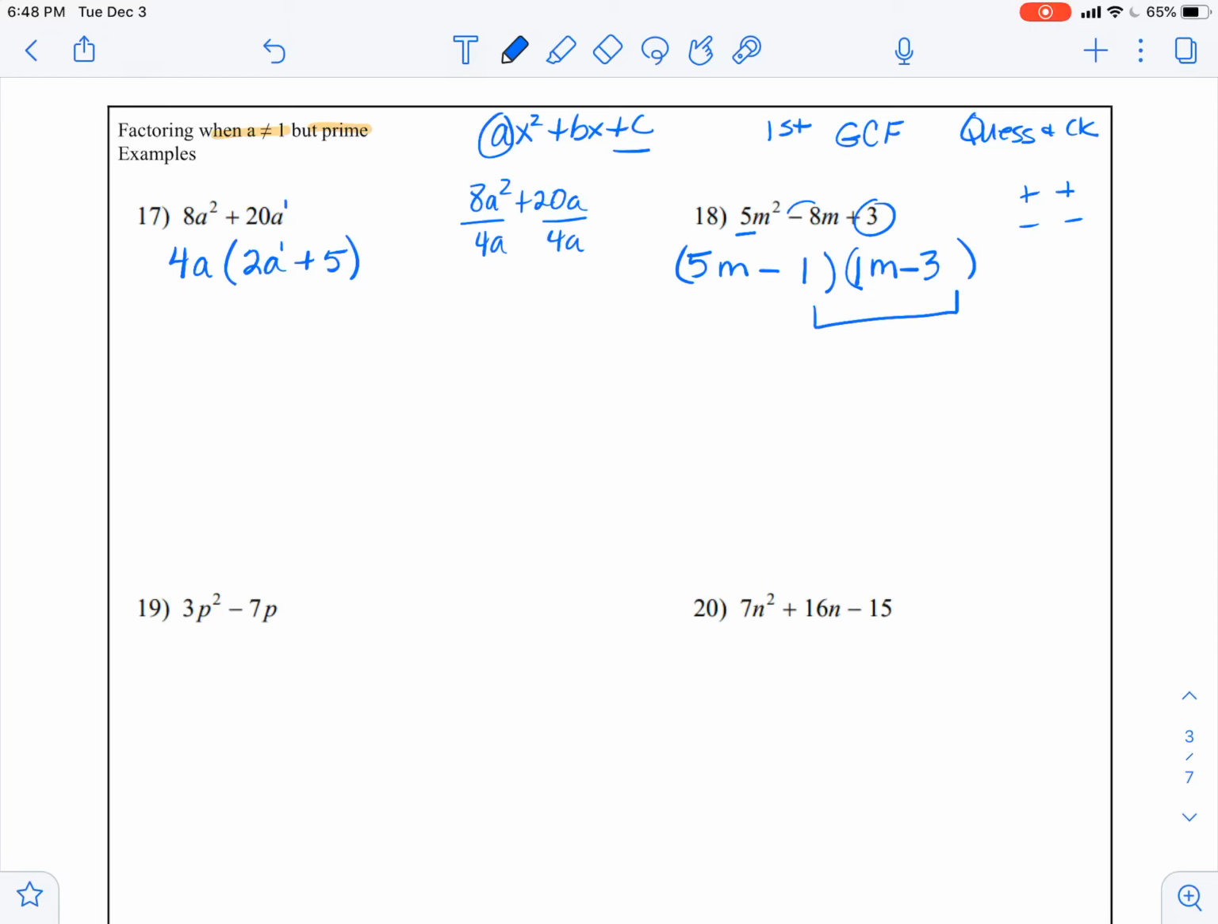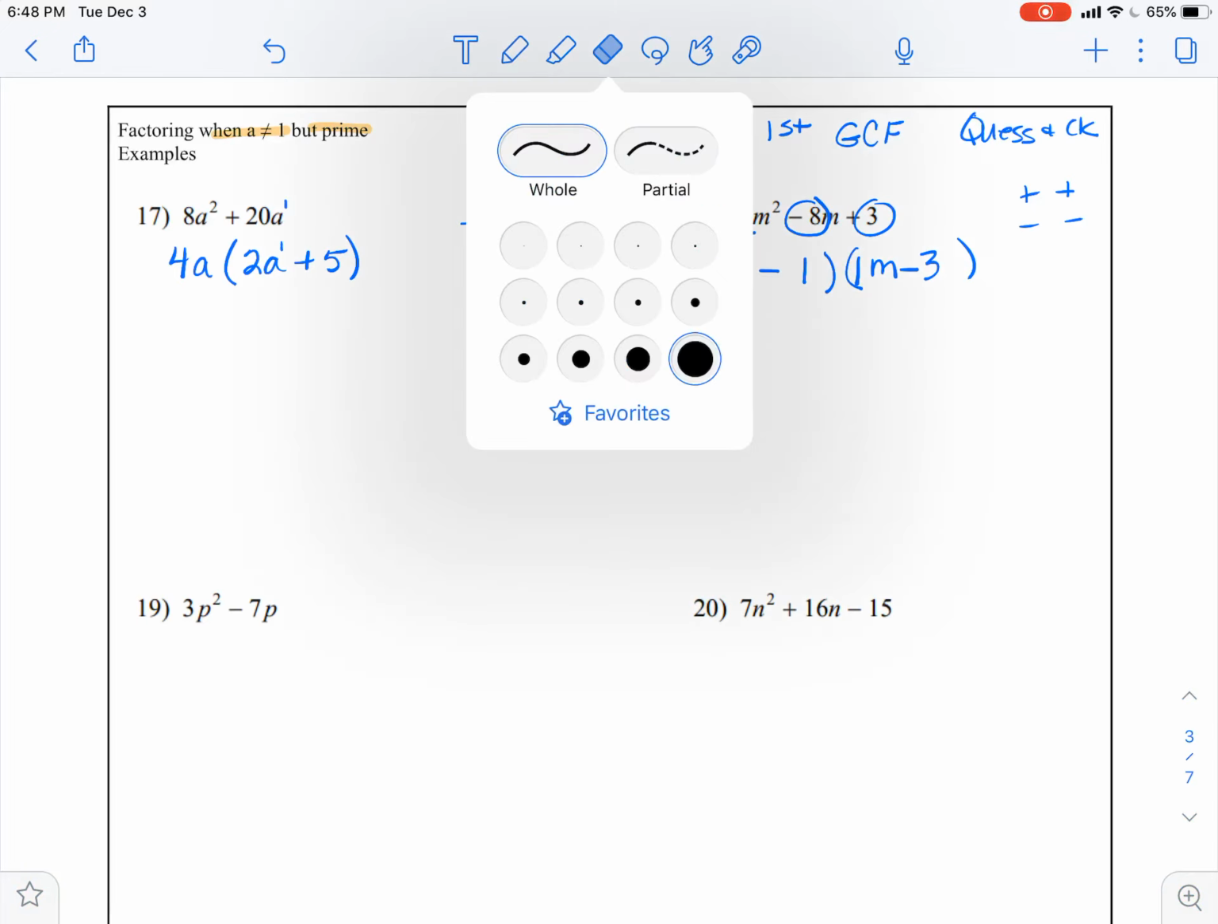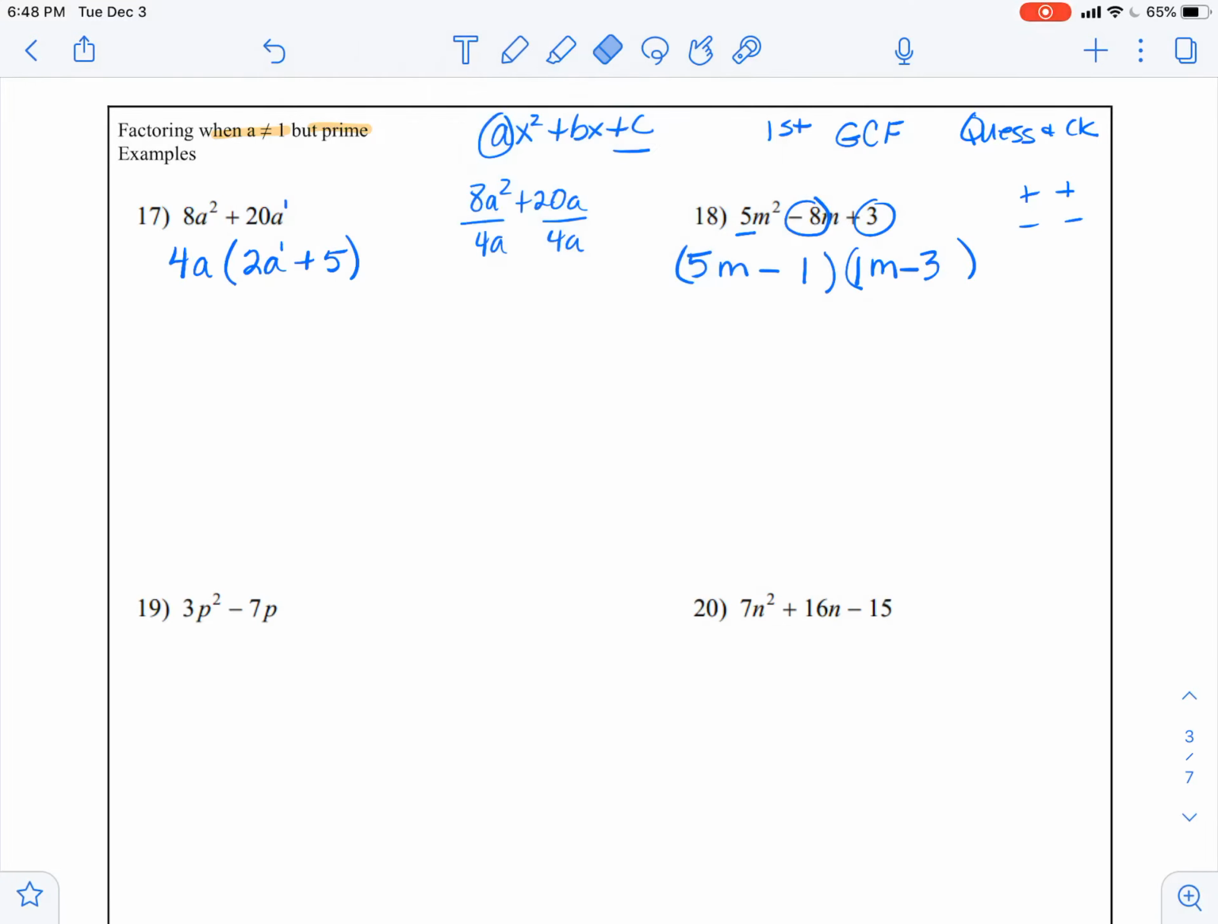Now remember, I have to make it equal 8. So when I do the outside and the inside, I need that to be 8. Well, in this case, it's a negative 15m and a negative m. Well, that's not 8. What that means is that my 1 and my 3 are in the wrong spot. So we're going to put them in the other spot. 3 and 1. Now outside is a negative 5m. Inside, these two, is a negative 3m, and that adds up to a negative 8m, and my answer is correct.